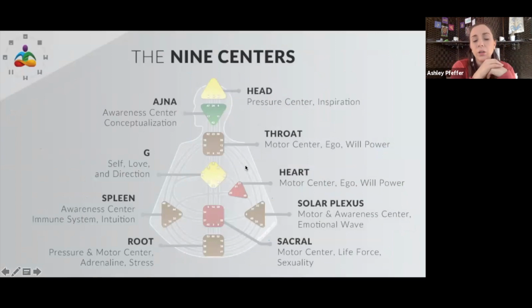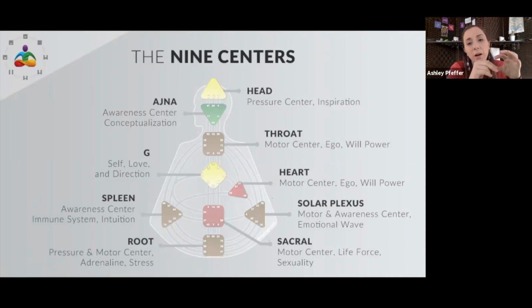And this is a little description of all the different centers and what they're for. I think this is really important to understand and know. So your head center is a pressure center. Same thing with your root. You've got two pressure centers, one in the head, one in the root. There's a pressure for inspiration, a pressure that can be created with anxiety too. So when you have an open center there, you can feel into a lot of anxiety because of the pressure of the stuff that's coming in, right? And it's not generated by you, it's coming in from all areas.